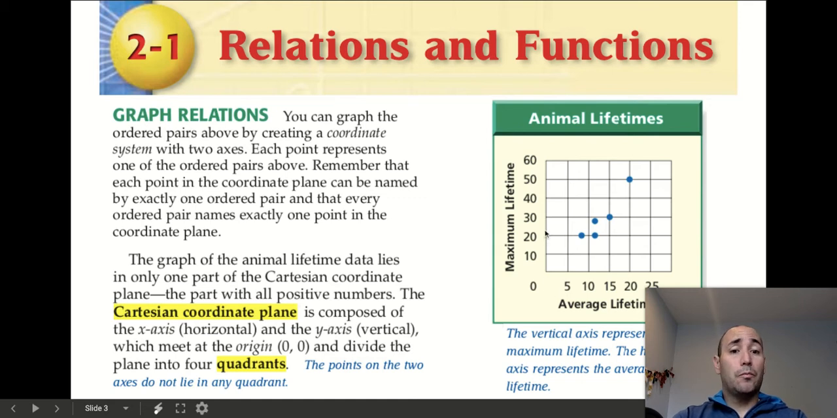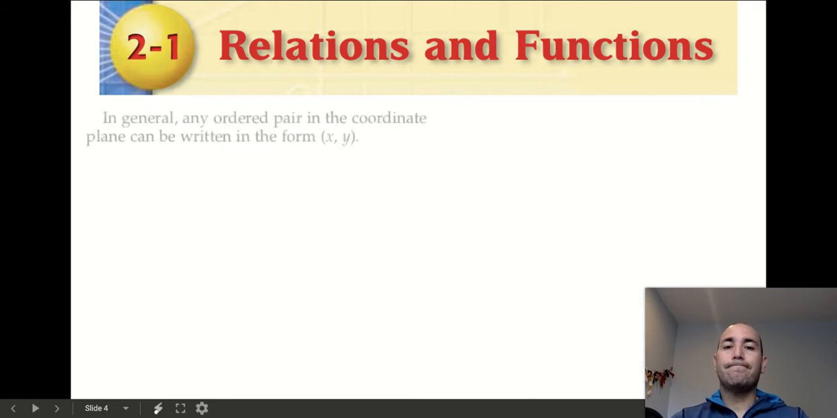If there ever is a point that falls on one of the axes, it technically isn't part of any of the 4 quadrants. It has to be actually out here. So if you ever have a y value of 0 or an x value of 0, an x coordinate or y coordinate of 0, it will fall on one of the axes and it will not be considered part of any of the quadrants. In general, any ordered pair in the coordinate plane can be written in the form (x, y): our x coordinate and our y coordinate.